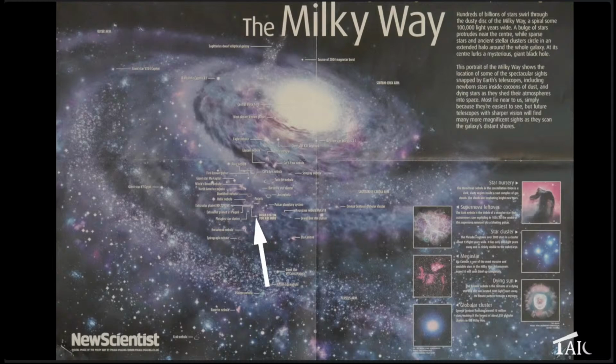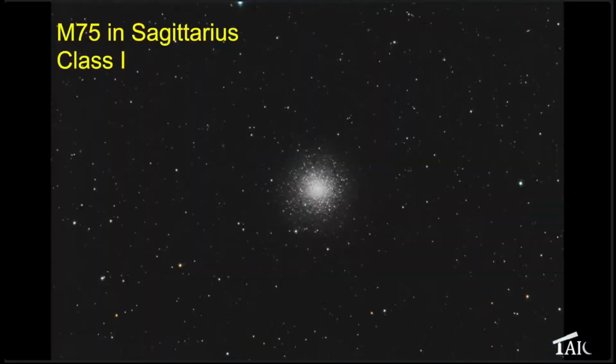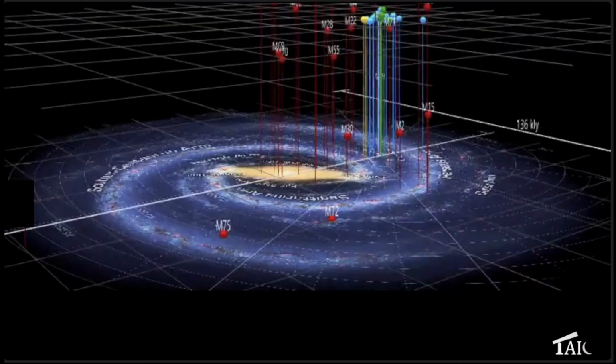Have you ever, like me, wished you could image something that's in another distant part of the galaxy? Well, there is one way you can, and that is with M75 in Sagittarius. This is the only class 1 globular star cluster in the Messier catalog, and it is lying at a distance of 63,000 light years.